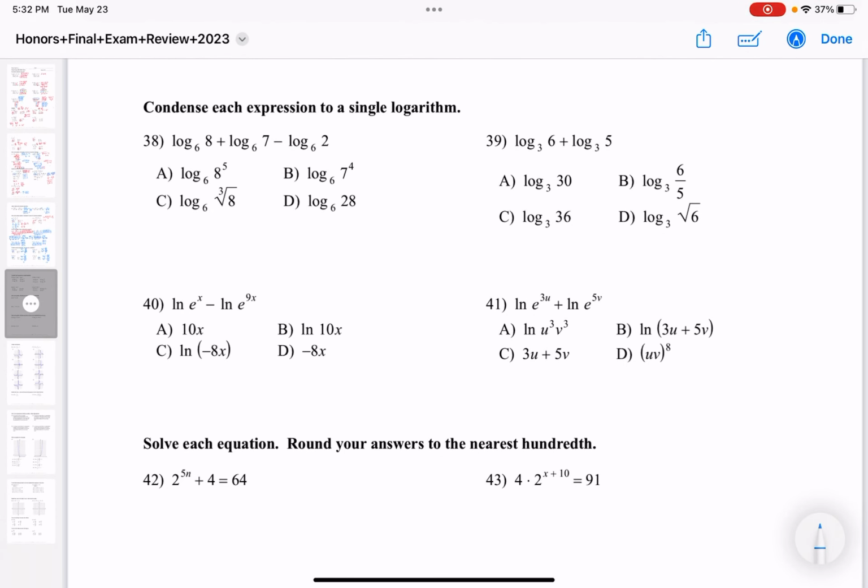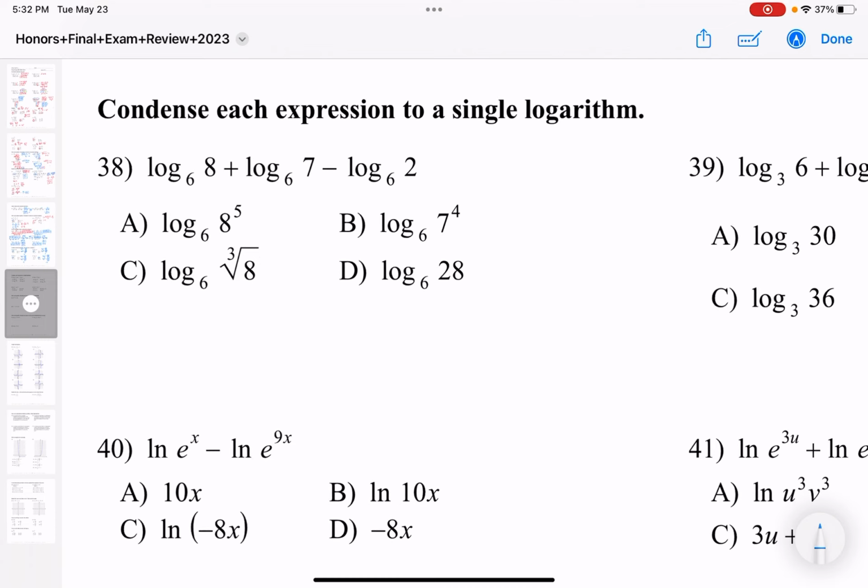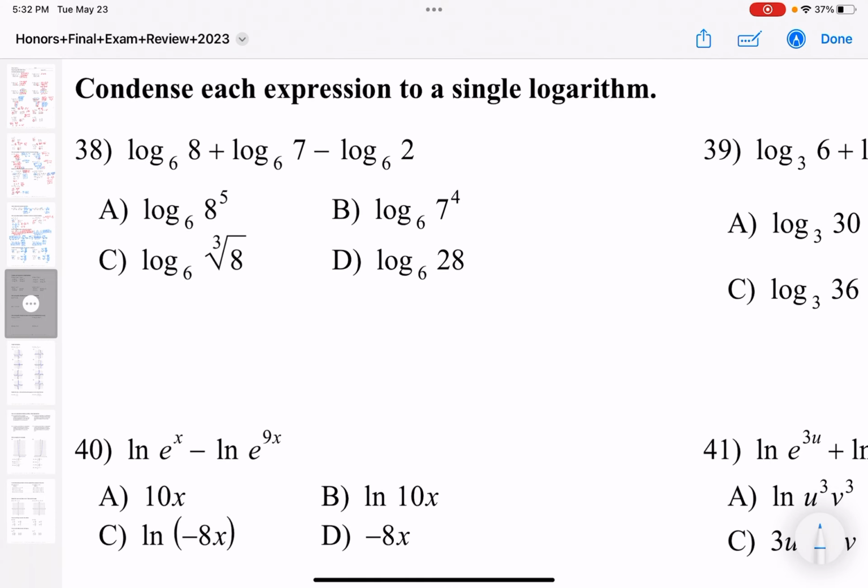Okay, last section, 38 through 41. Here, all we're doing is condensing this, so making it from being really long to short. So you'll notice in 38, there are 3 log 6s. We only want there to be 1 log 6. That's why your answer choices only have 1 log 6 in them.